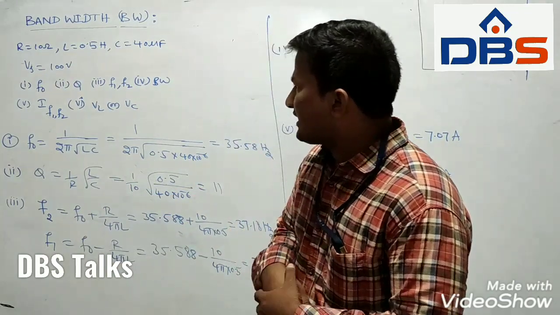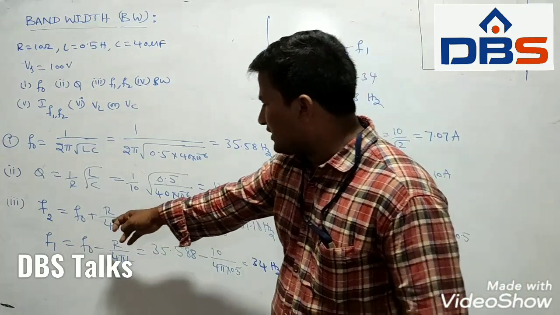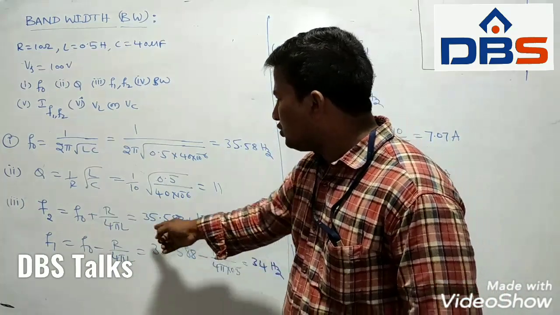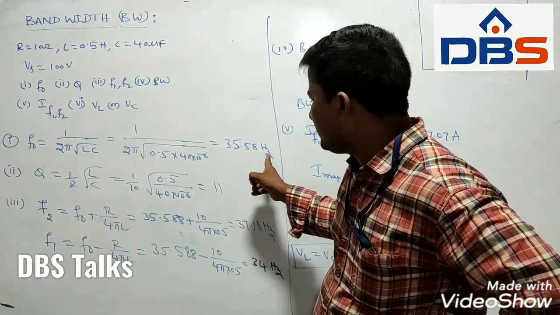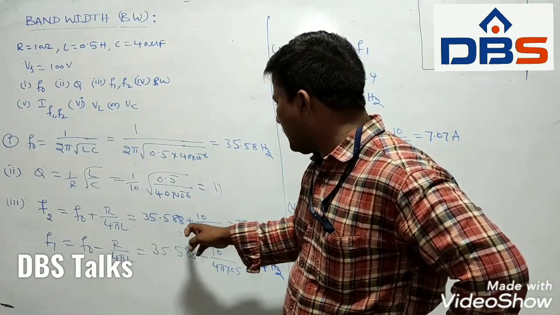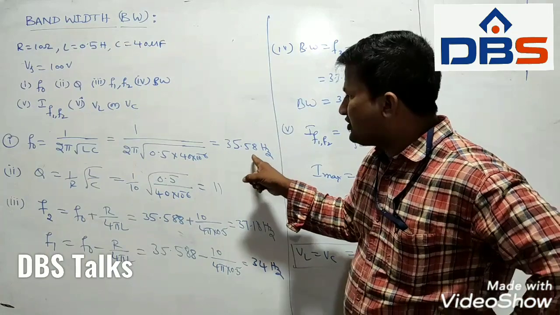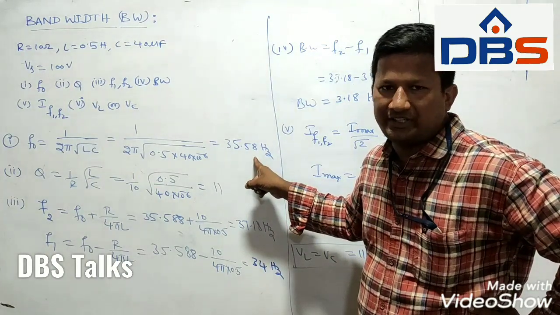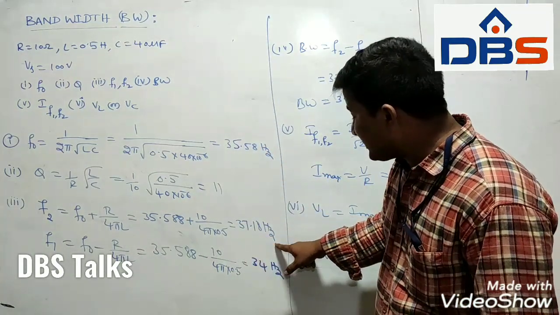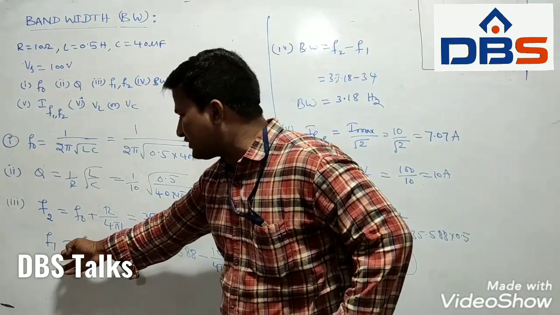So now go for the higher cutoff frequency and lower cutoff frequency. f2 is equal to f0 plus R by 4 pi L, and f1 is f0 minus R by 4 pi L. We know that f0 is 35.58 hertz, and R by 4 pi L, with R as 10, 4 pi into 0.5, is 1.59. So the resonant frequency is 35.58, but the higher cutoff frequency is more than the resonant frequency, that is nothing but 37.18. So this is correct.